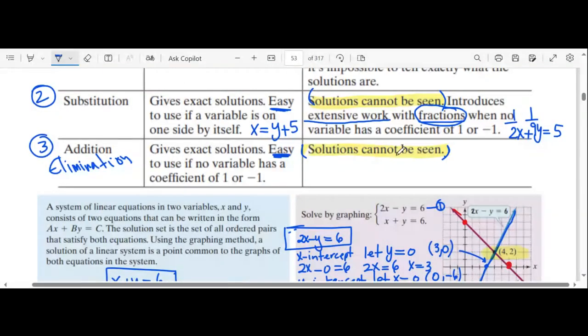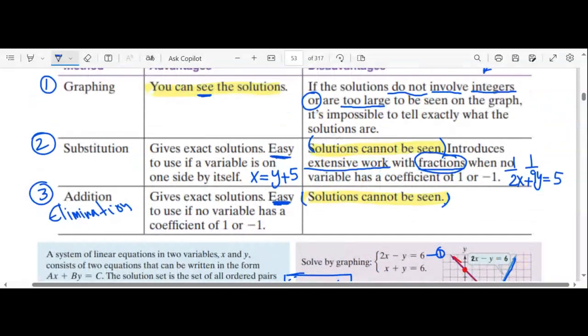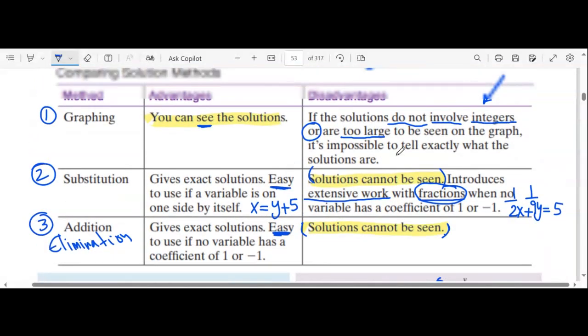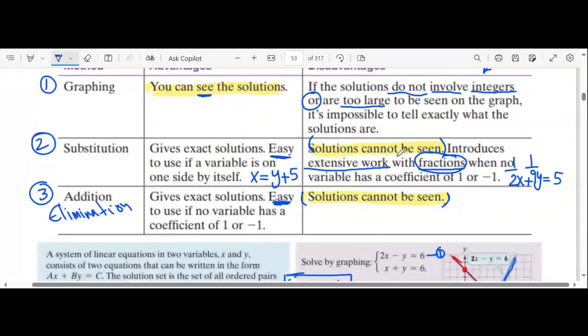So we have three methods to solve a system of equations: graphing, substitution, and addition. One student asked me, why do you call it a system? I asked him, why do you call it a company? How many employees does a company have? At least how many? 100? At least how many for a company? 2. So for a system of equations, at least how many equations should you have? 2. You can have 2 or more, right? So that's why we call it a system.